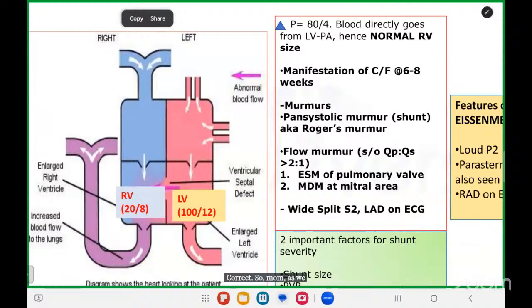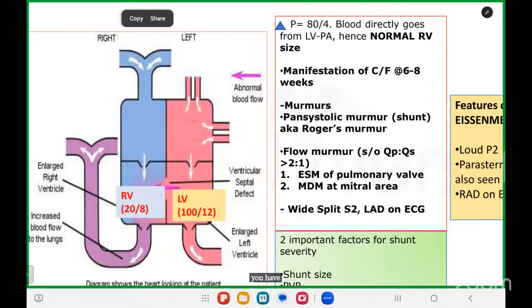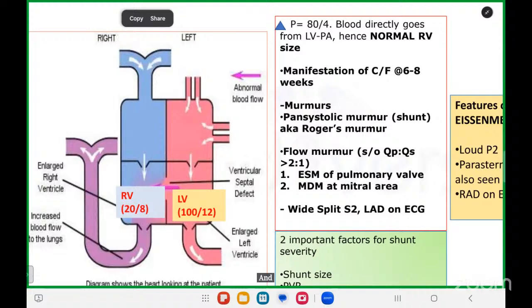So murmurs we know. A shunt murmur, which is the Rogers murmur, the pansystolic murmur, and the flow murmur, which is due to the flow through those individual valves. You have the ejection systolic murmur at the pulmonary valve, and the mid-diastolic murmur at the mitral area, which is due to the excess blood that the left heart is receiving from the lungs.